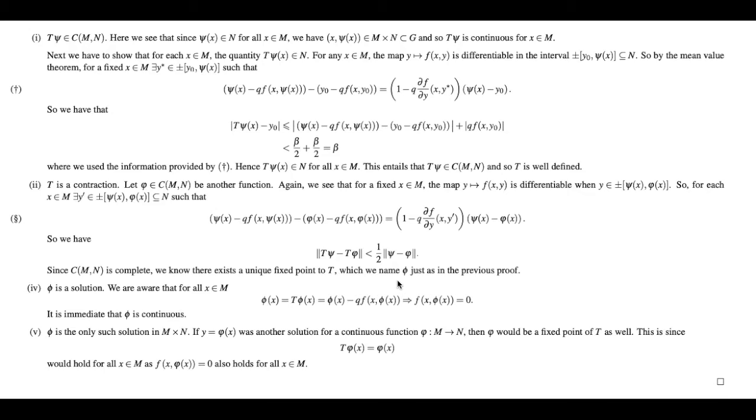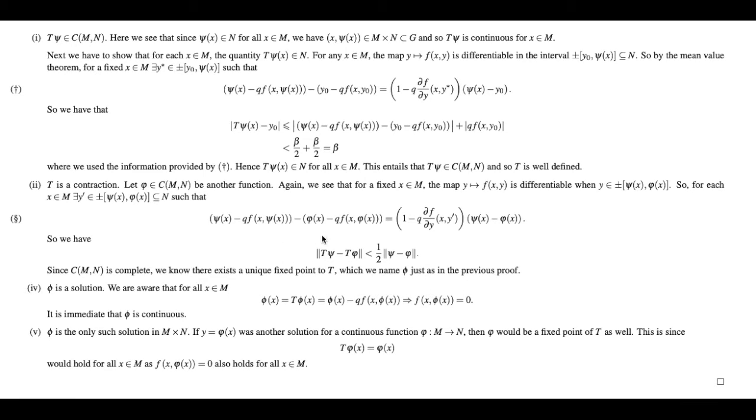So we have that the left hand side is exactly T psi minus T phi, and then when we take the supremum over all x in M, we see that this is bounded above strictly by 1/2 times the supremum norm between psi and phi, because we chose our rectangle M cross N in such a way that inside that rectangle and on its boundary, the function f satisfied that 1 minus q times the partial of f with respect to y, for all the points in that rectangle, was bounded above strictly by half in magnitude.